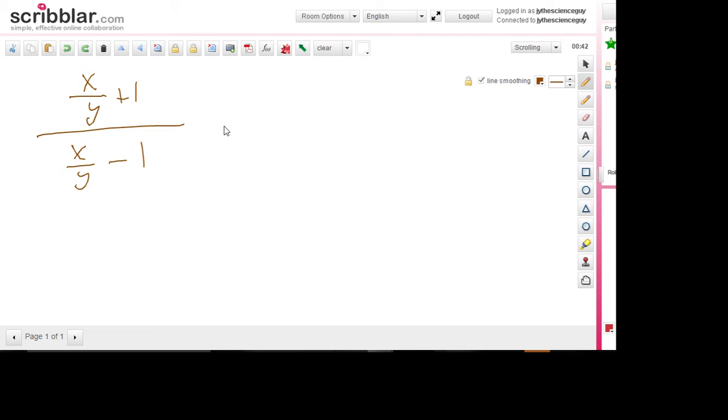Let me know when you're ready to start. Okay, I'm ready. What does this long line mean? Division. I want you to write that so it's all in one straight line without looking like a big fraction. So it would be x over y plus 1, divided by, I'm going to put it in parentheses, because remember we did that last time, right? And then the x over y minus 1 in parentheses.